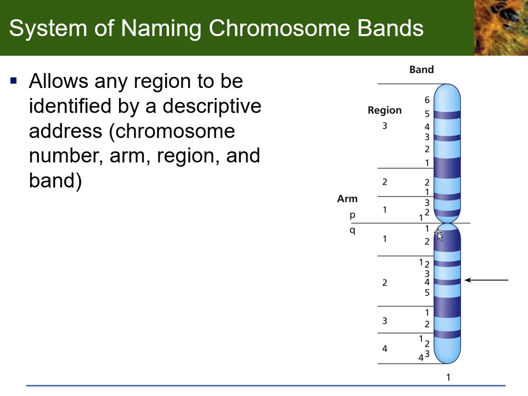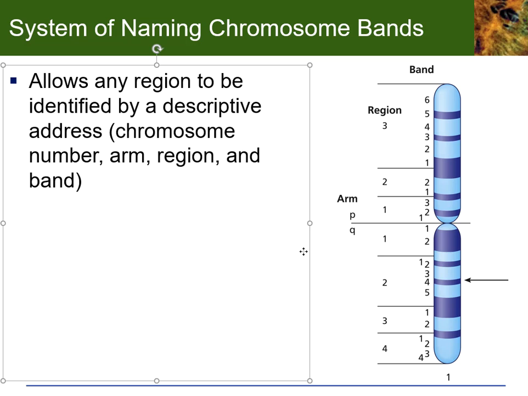So here, for instance, if I wanted to describe this region right here, the chromosome number would be 1, and then the arm, it's on the Q arm, so it'd be 1Q. It's in the region, and I said this dark blue area here, let's call it 2. So it'd be 1Q, and then 1, 2. That's essentially how it's done.